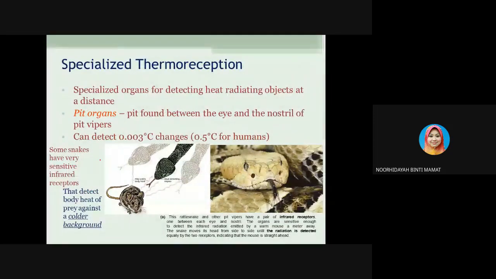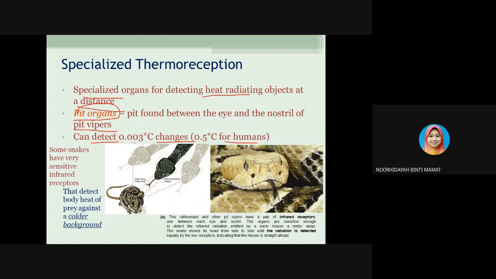So, specialized thermoreception. Some animals have specialized organs for detecting heat radiating from an object at a distance. For example, the specialized organ is the pit organ. The pit is found between the eye and the nostril of pit vipers. This pit organ can detect 0.003 degrees Celsius changes, compared with 0.5 degrees Celsius changes for humans.